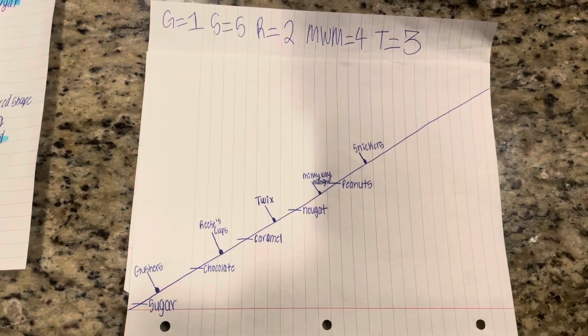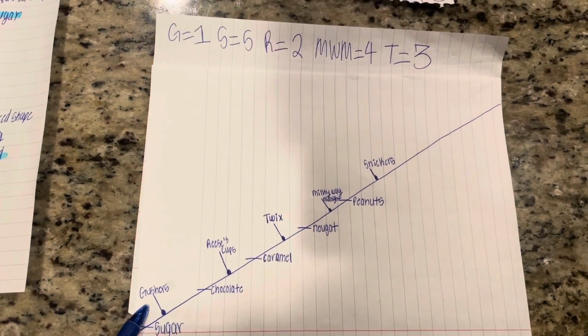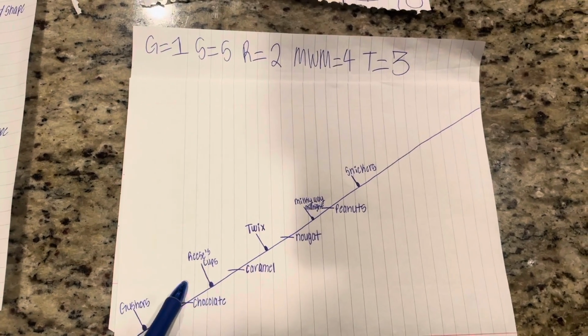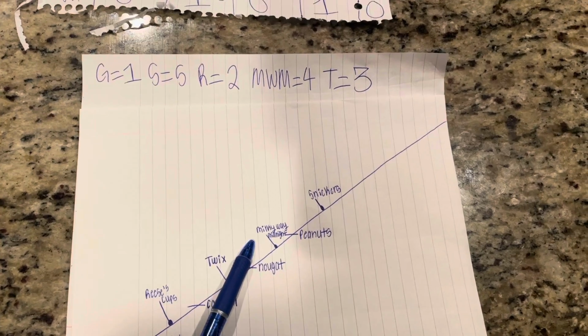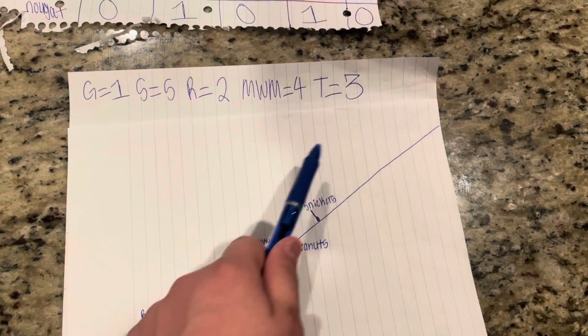By adding up the traits, we show that Gushers would go first, Reese's Cups would go second, Twix would go third, Milky Way Midnight would go fourth, and Snickers would be fifth, as we can see right here.